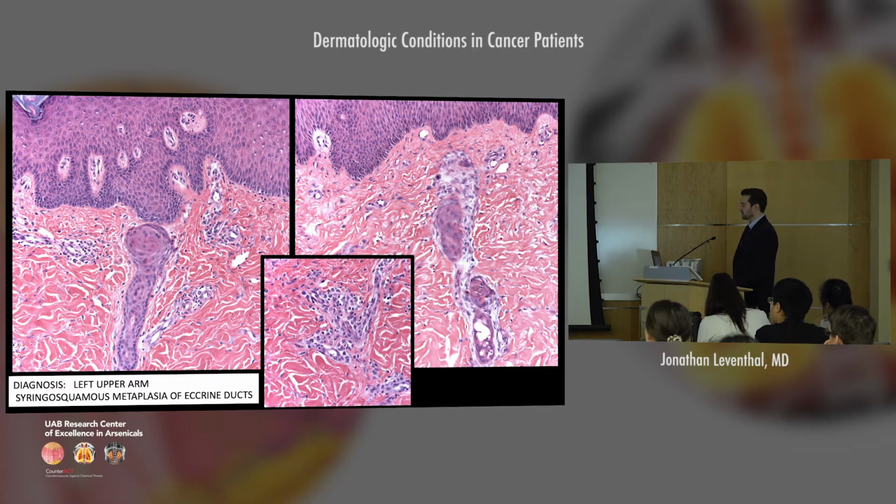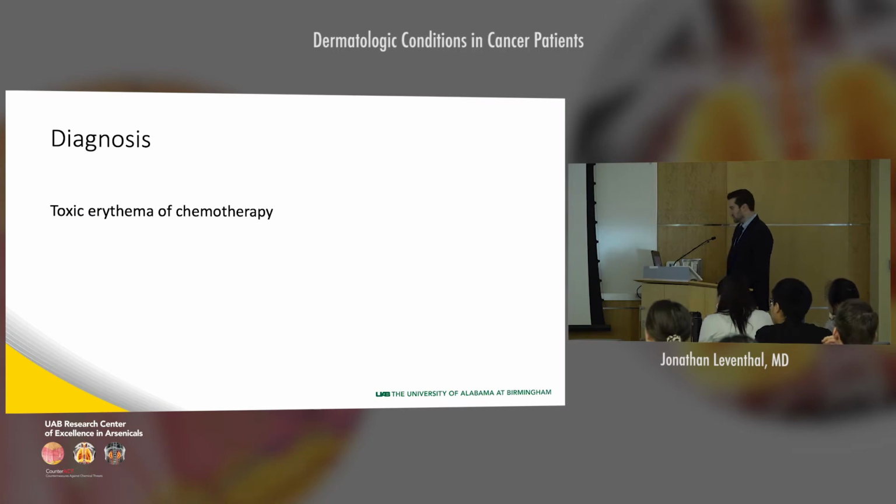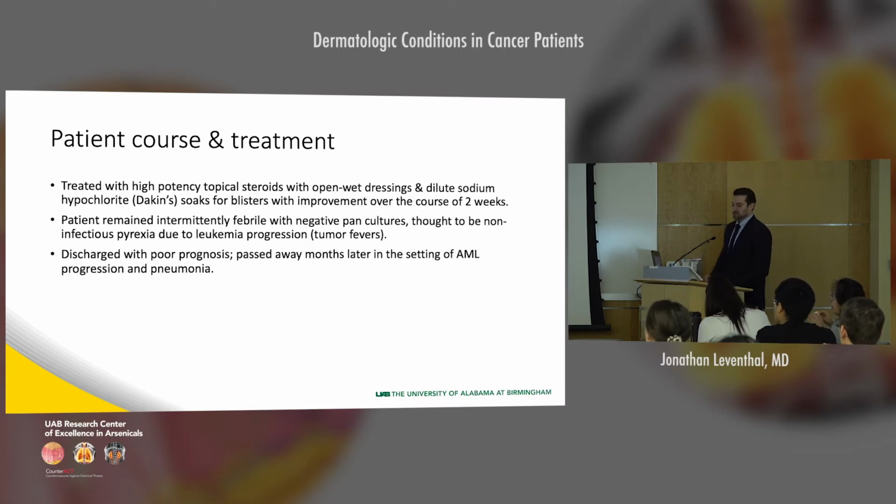And so this was typical for toxic erythema of chemotherapy. And so the patient's erythrodermic rash was treated with conservative treatment with topical steroids, open wet dressings, and for his painful blisters on the hands and feet, dilute Dakin's soaks. He actually improved over the next several weeks.